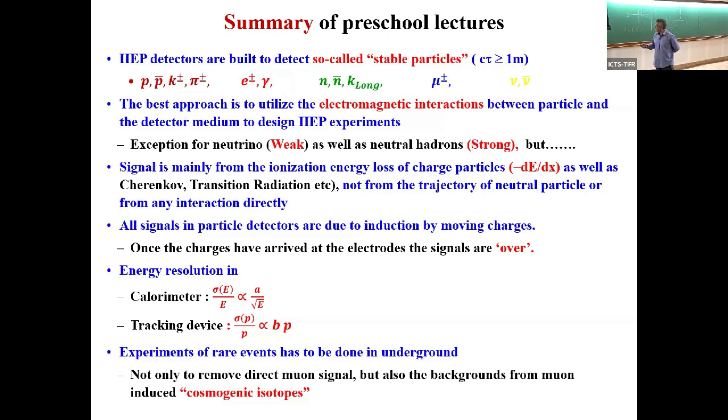I will again hammer your head on this point. When charge arrives at the electrode, the signal is over. It means the signal is not propagated to your electronic circuit. And there are conventionally two kinds of detectors we use.